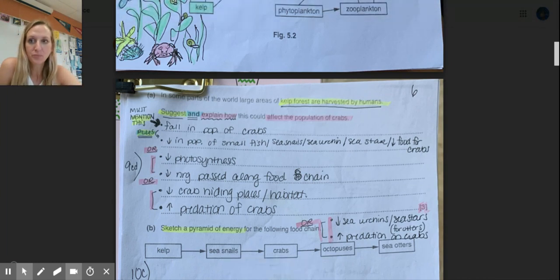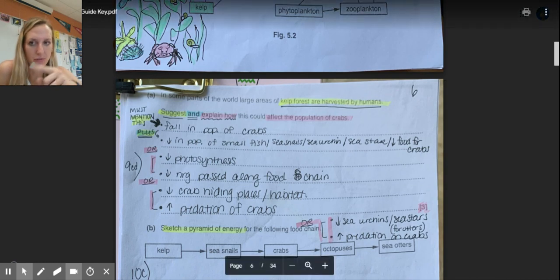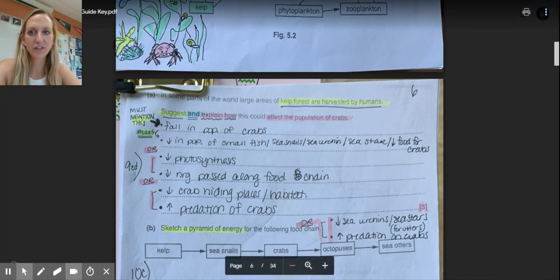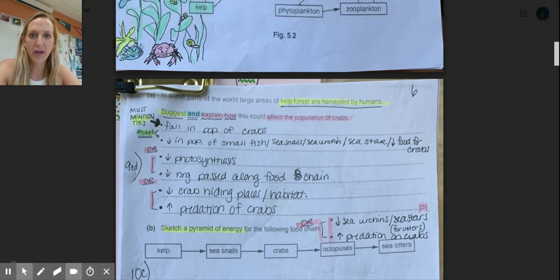The question is, in some parts of the world, some areas of kelp are harvested by humans. Suggest, so give a reason for, and then explain how, so then give a reason why this could affect the population of crabs. Anytime you're talking about numbers and it's saying suggest how it could change, there's only 3 options. It's going to increase, it's going to decrease, or it's going to stay the same. So there's your suggestion, and then your reasoning why you're saying that is the explain how. So how could it affect the population of crabs?